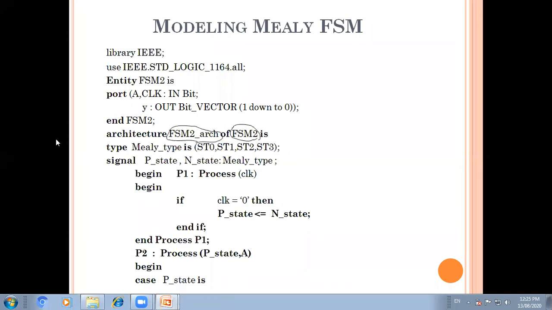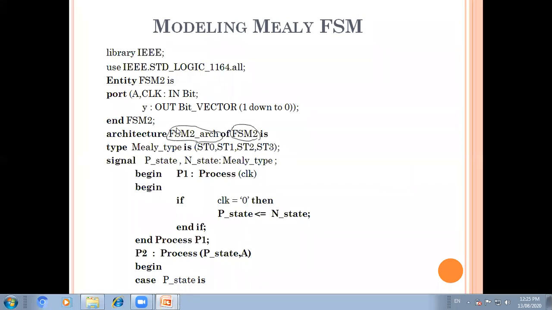Okay, now the signal is declared as p_state, and the second signal is n_state. That is the present state, and n is the next state. The type of that signal is mealy_type. Right, so here the first process.